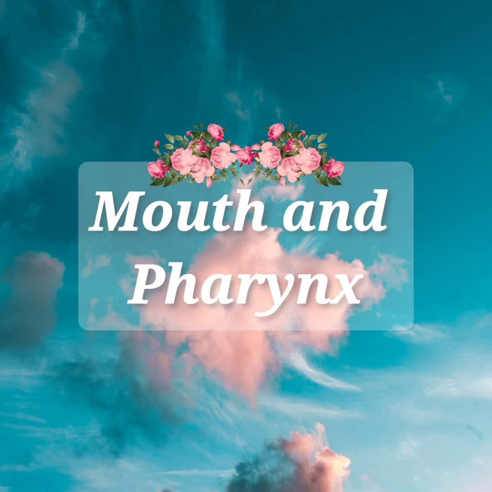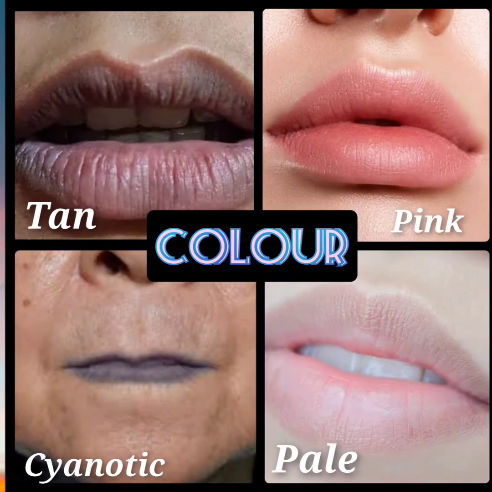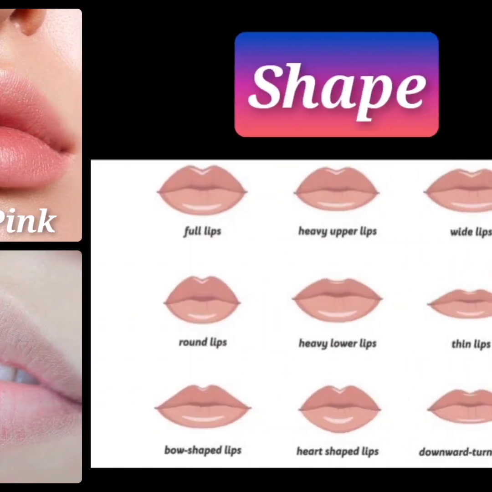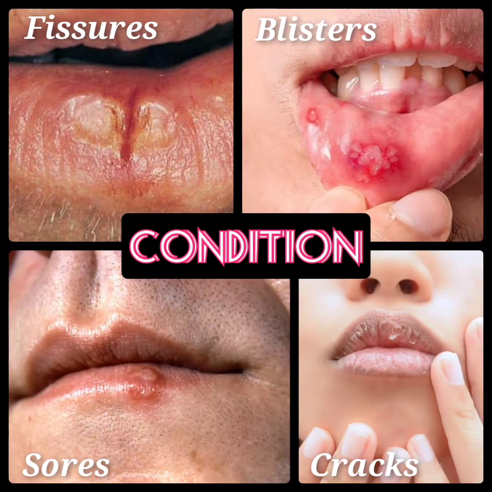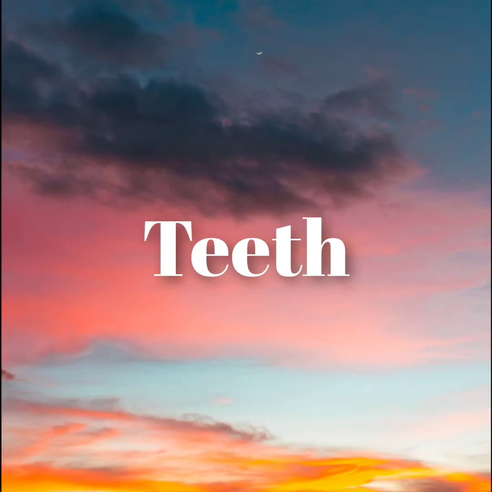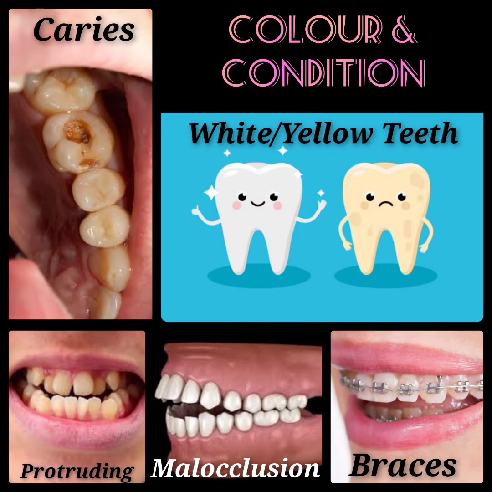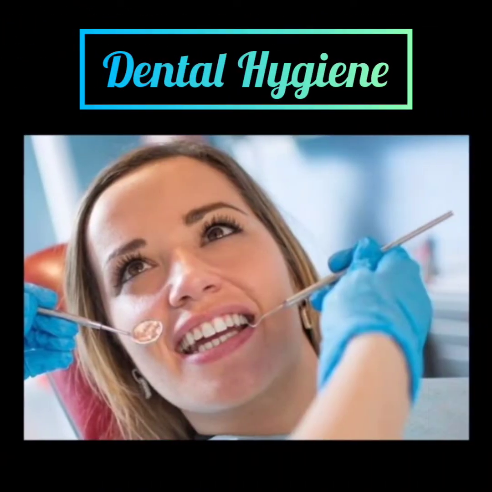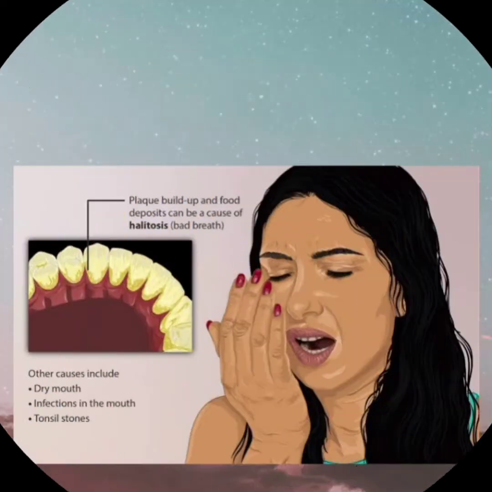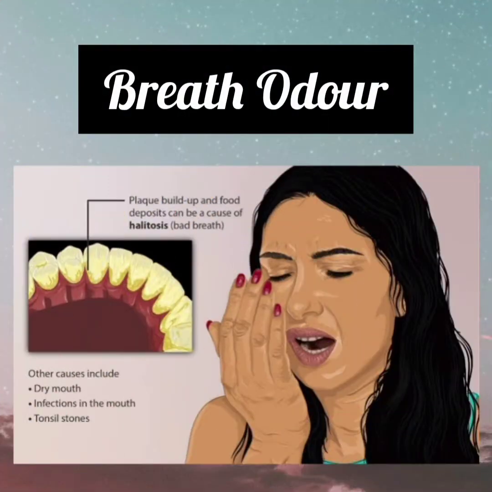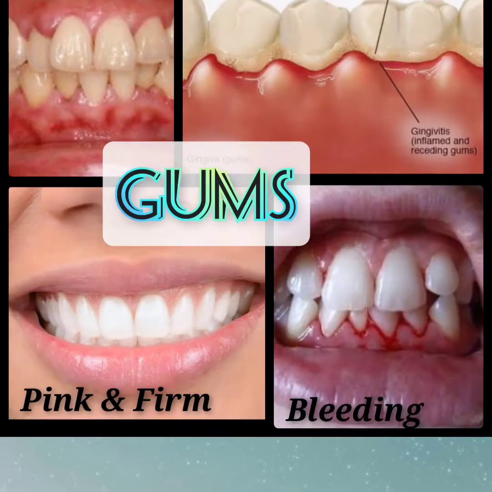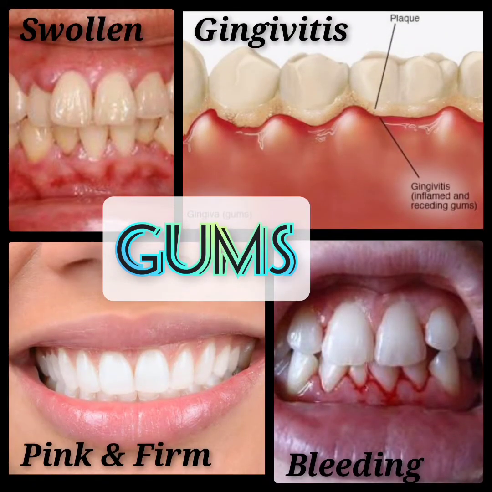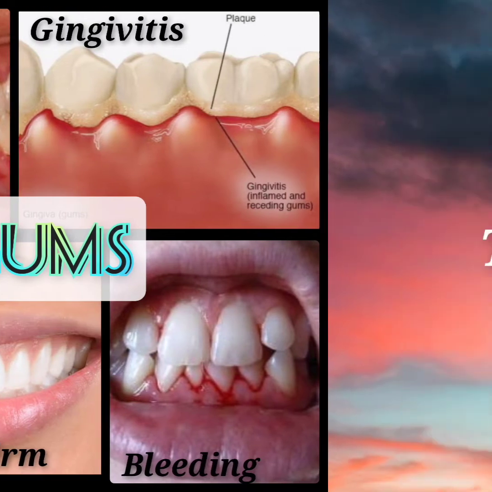Assessment of mouth and pharynx. Lips. Assess the lips for color, shape, or any abnormal conditions. Teeth. Assess the color of the teeth and conditions such as dental caries, malocclusion and protrusion. Assess the patient's dental hygiene. Assess the breath odor for alcohol, drugs or halitosis. Assess the gums for swelling, bleeding, gingivitis and ulcerations.